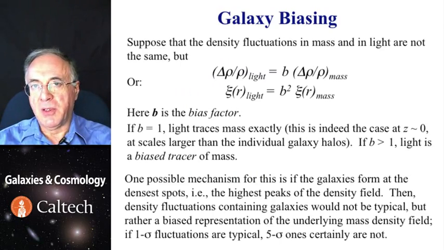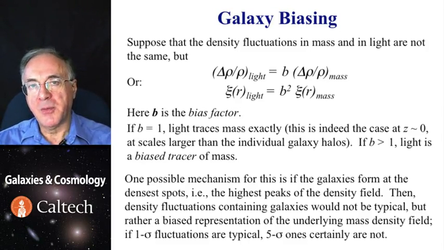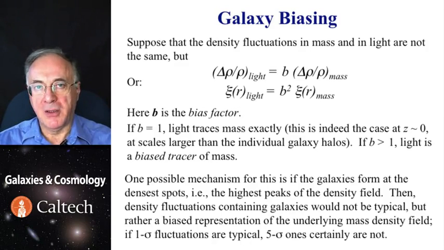In principle, visible material, galaxies, stars in them, may not be distributed in exactly the same way as the dark matter. It turns out that by and large they are, but at some scales that need not be the case. And so we simply introduce the possibility that density contrast in baryons is some factor B times the density contrast in the dark matter. And when expressed through the two-point correlation function, then the correlation function of visible material is a factor of B squared times the correlation function of the dark matter.